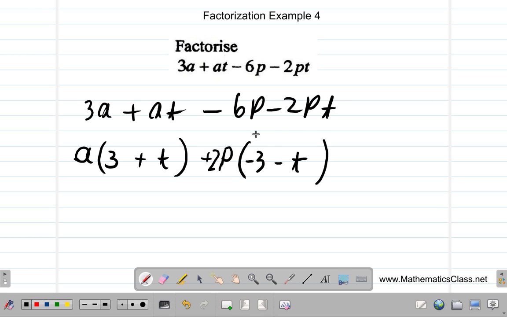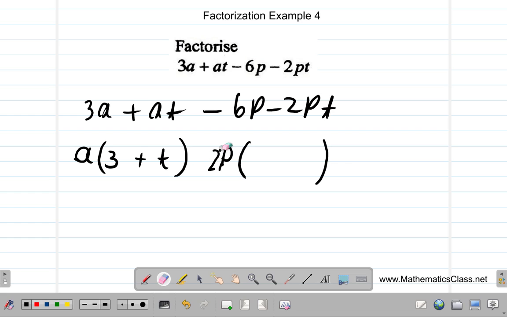But we have a problem. We want the same thing in the brackets. In this bracket you have 3 plus t. In this bracket you have negative 3 minus t. So that shows you it's not 2p you're supposed to put here. You're supposed to put a negative. Alright? So we're going to have to redo this. I'll put a negative 2p here.